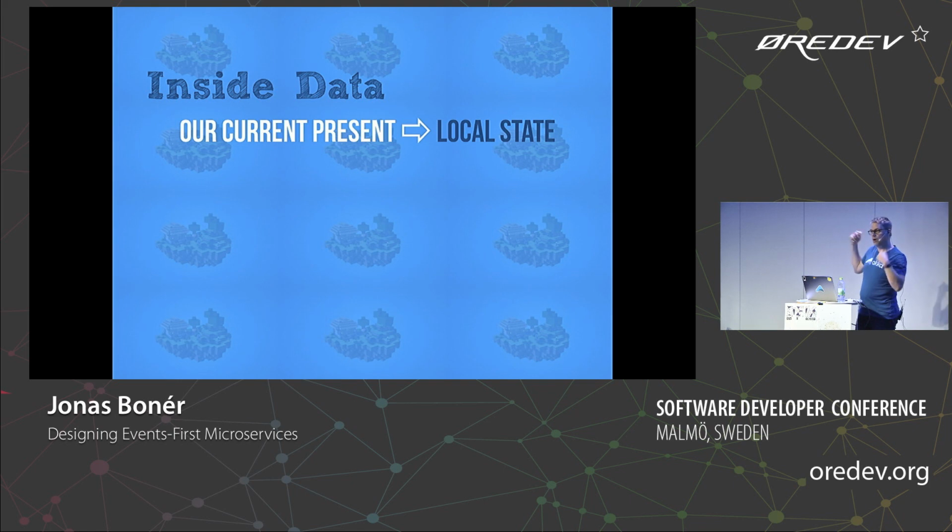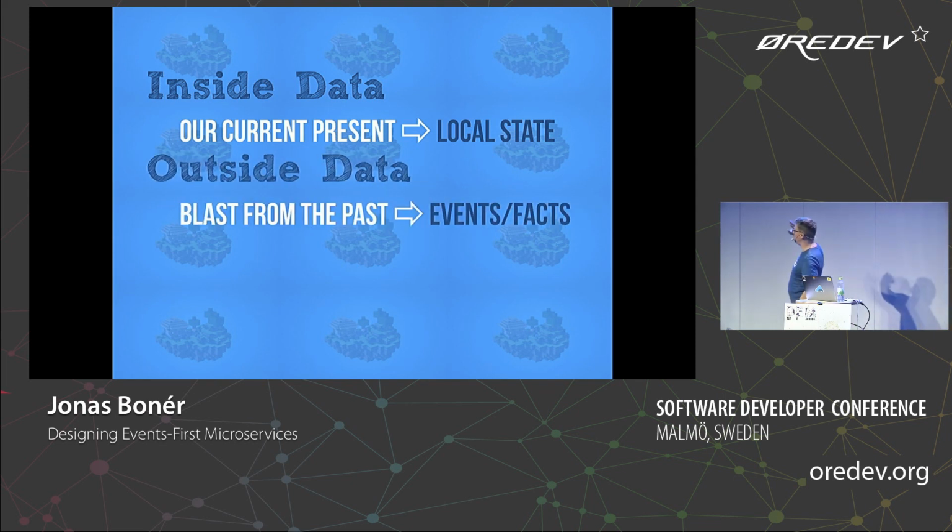One mental framework that I learned from Pat Helland, from one of his papers, is that he talks about first defining our inside data. That's our current present. That's what I talked about: the box of deterministic state, where we can assure strong consistency. That's our local state, okay? Then outside data, that he calls the blast from the past. That's our events arriving into our services, okay? That's facts.